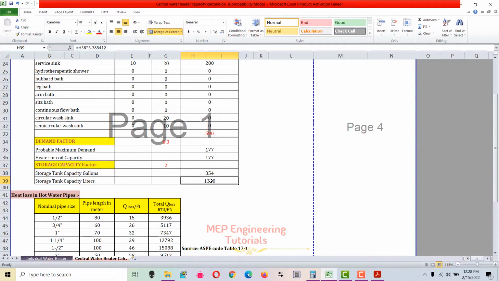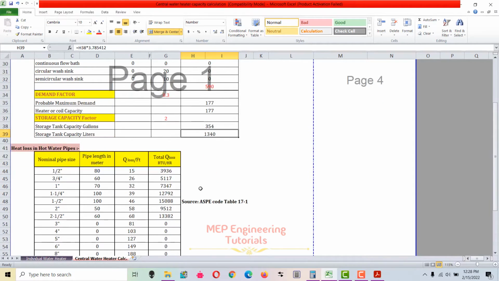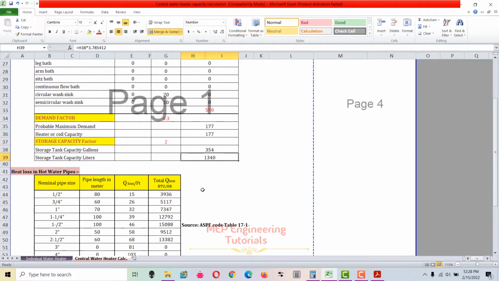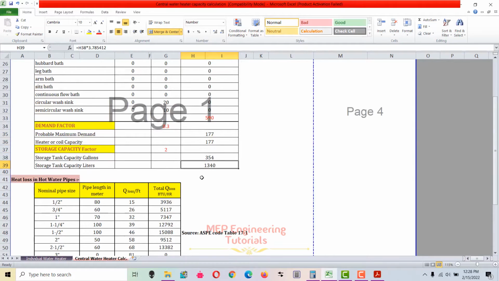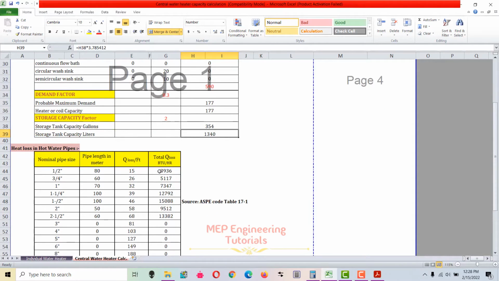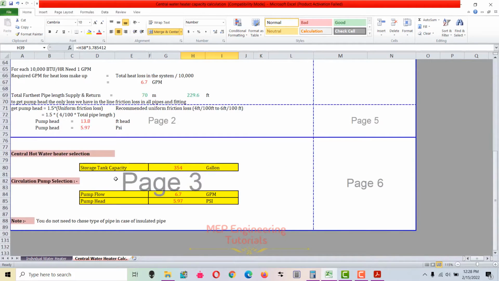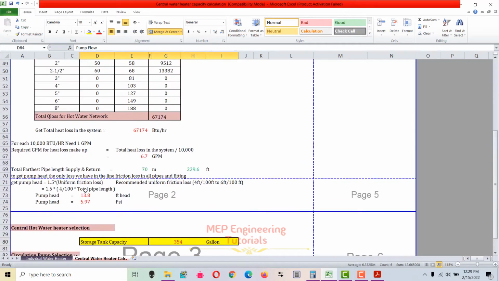If you need to convert this into liters, simply apply the conversion factor. You will get the capacity in liters. So again, you have to go to the approved supply catalogs and select this storage tank, hot water heater storage tank. So the next step is I have to calculate the pump flow and the head for the recirculation system, hot water recirculation system.